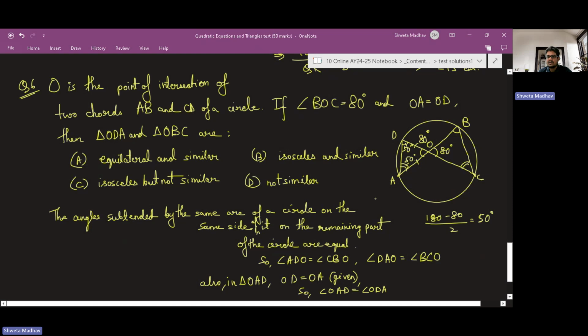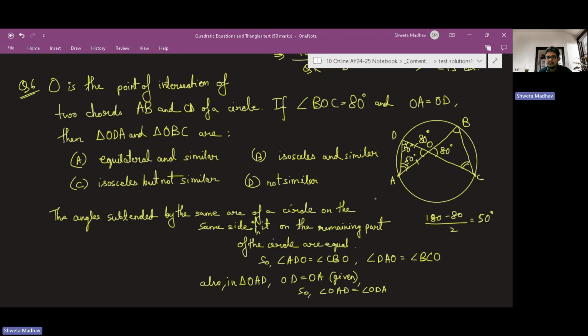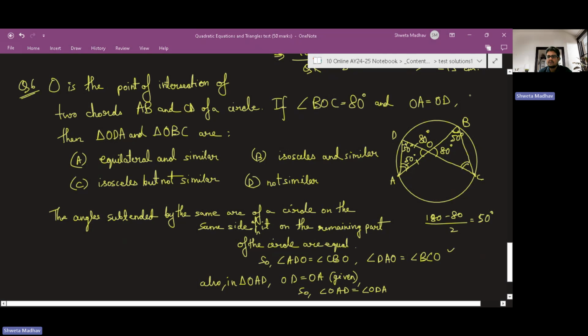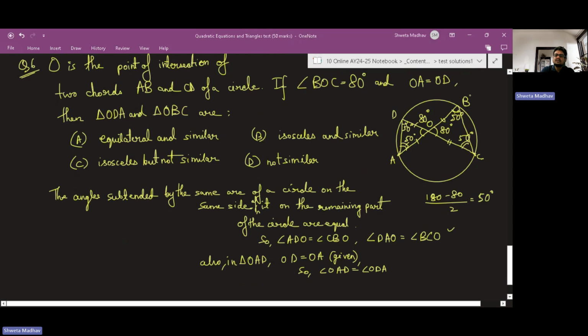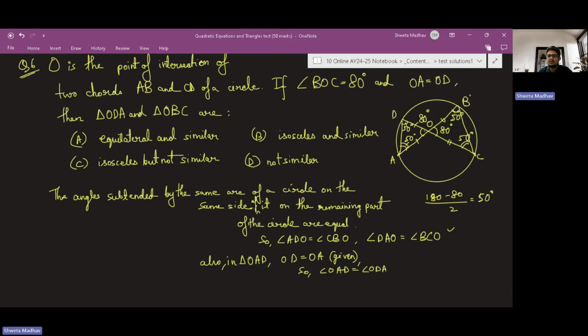As we know, angle D is equal to angle B. So I can say this is also 50 degrees and this is 50. Angle A is also equal to angle C, which we have shown. So this is also 50 degrees. So both triangles are isosceles. Since angle B and angle C are 50 each, I can say OB is equal to OC also. So both are isosceles triangles and both of them have all three angles the same. So I can say these two triangles are similar also.